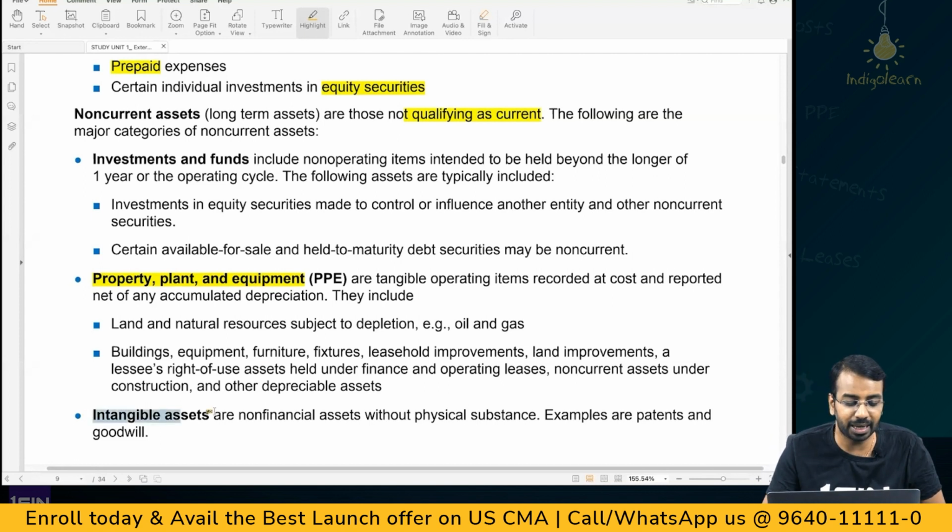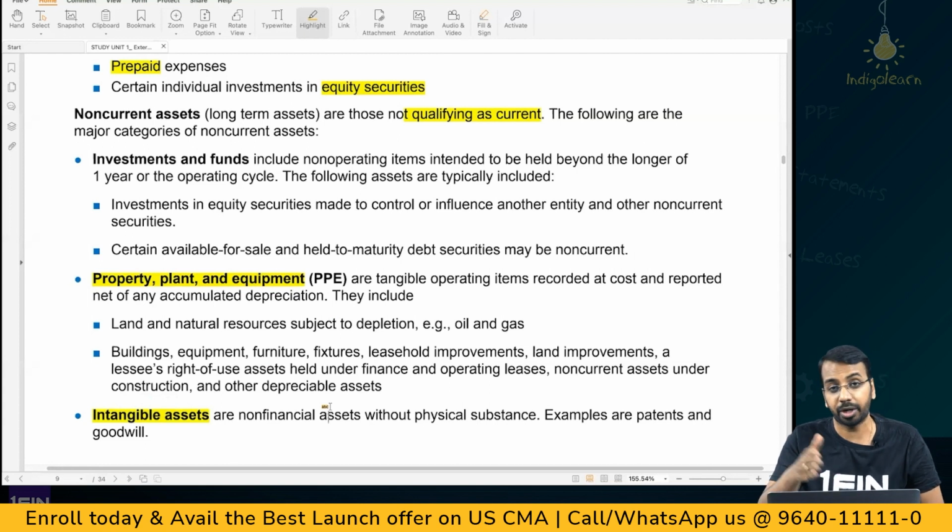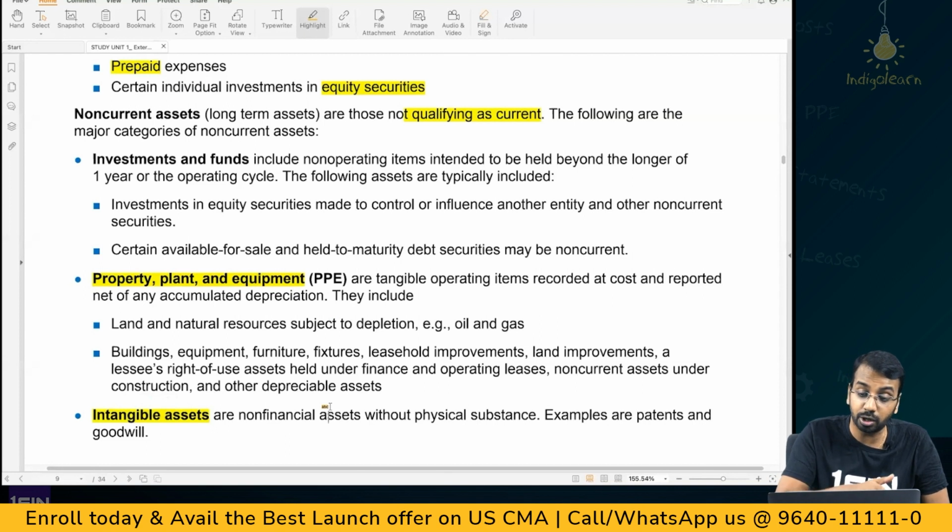Then intangible assets like patents, goodwill, trademark, because generally by definition, you will see these assets will be held for more than a 12 month period. They'll be held for longer than the operating cycle. So these are classified as non-current assets.